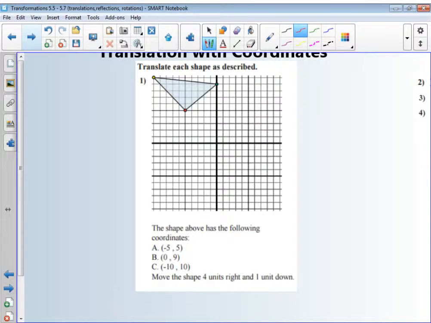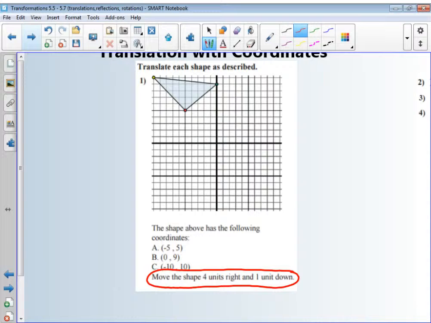So the key thing on this is if they ask us to translate a figure, we're gonna go ahead and have to, first of all, see what the translation was. And that's located down here, not always down below, but on this worksheet, that's where they've given us the translation. So it says the shape above has the following coordinates. -5, 5. Now these coordinate planes are not set up with numbers. If you need those numbers, you're gonna have to go ahead and write those in.